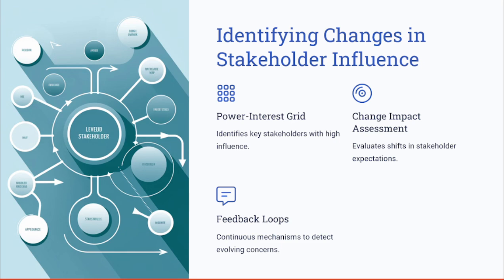Stakeholder influence and expectations are not fixed. They can change due to external factors like market conditions, regulations, or organizational priorities. By using stakeholder mapping tools and continuous feedback loops, project managers can adapt engagement strategies to align with these shifts.